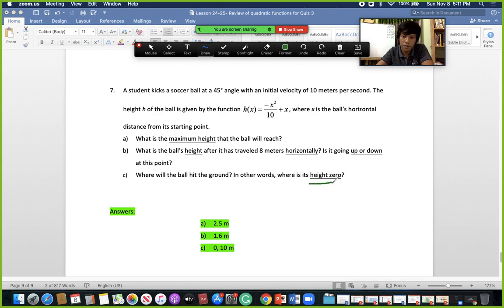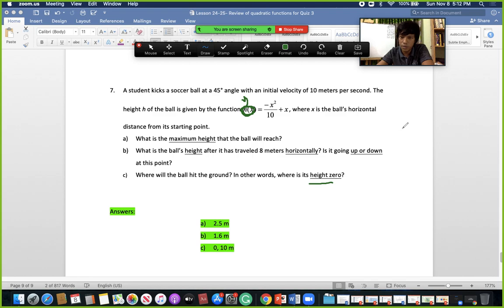Height is 0. Height is 0 means what? This side is 0, h of x. Sometimes students ask, sir, is the h value 0 or the x value 0? Actually, this is not x and h. This is h of x, which is the full thing. The total thing is y here. This entire thing is 0.